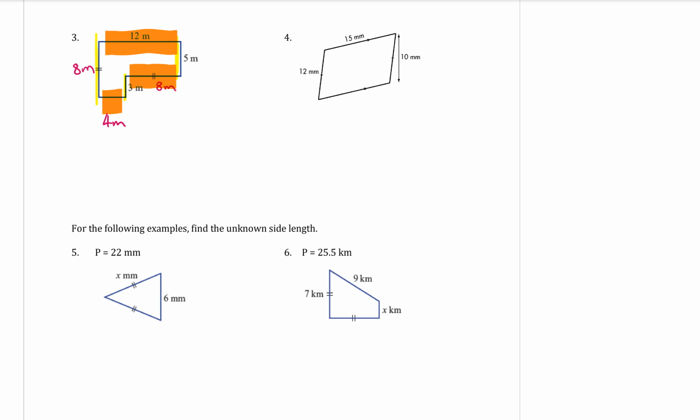So, to find the perimeter, I now have all the sides. P for perimeter equals, start at the top, 12 plus 5 plus 8 plus 3 plus 4 plus 8. Yep, got them all. So now I can type those in my calculator.